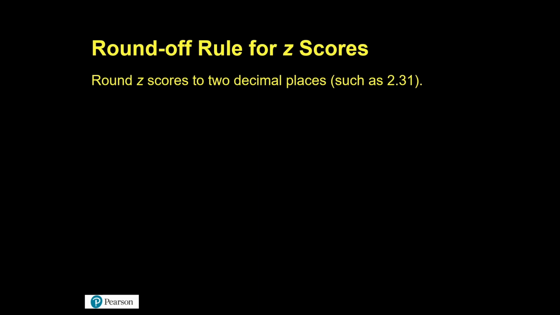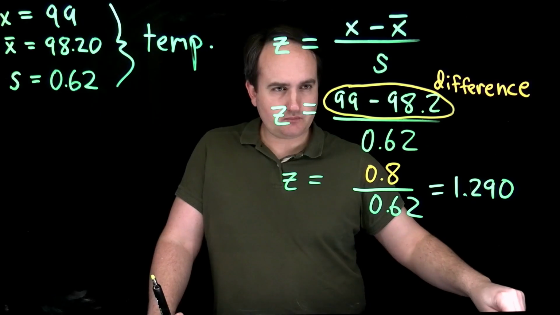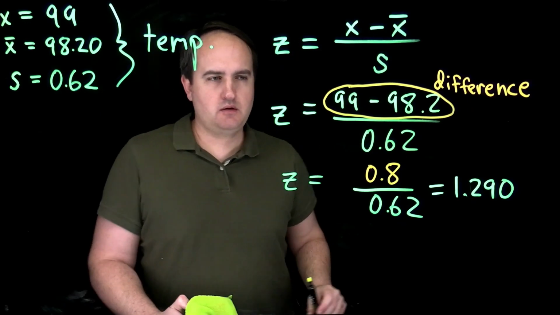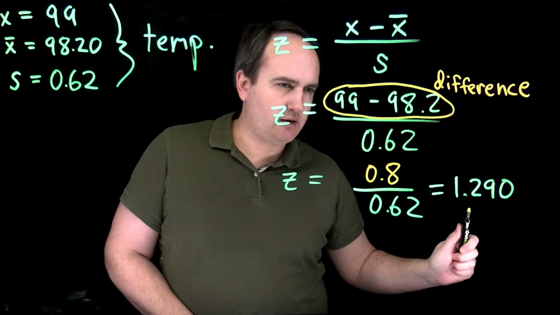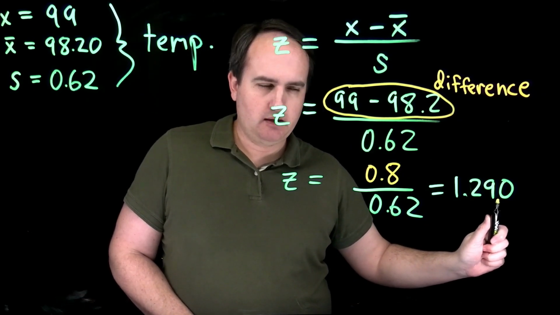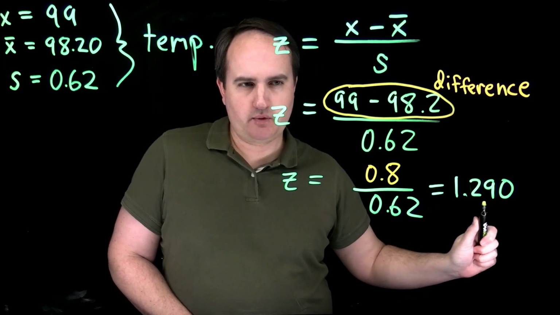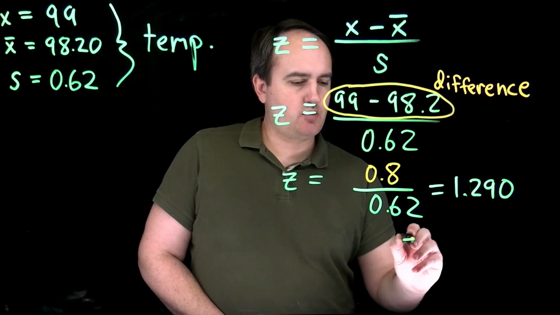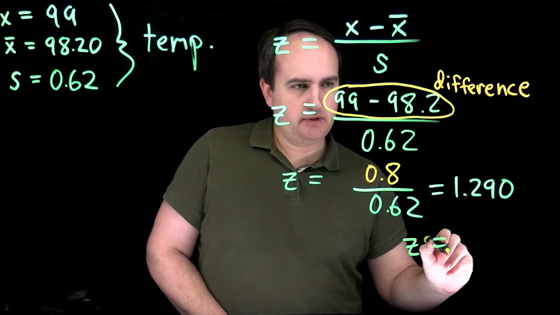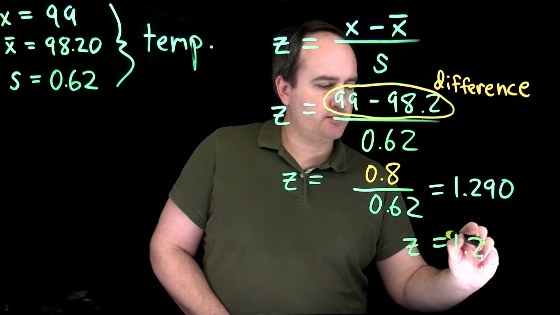All we have to do here is count out 2 decimal places. Then the next digit is 4 or lower, so we round down. So our z-score for the body temperature is z equals 1.29.